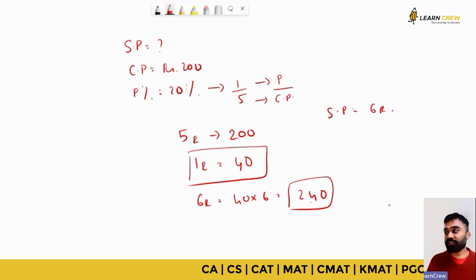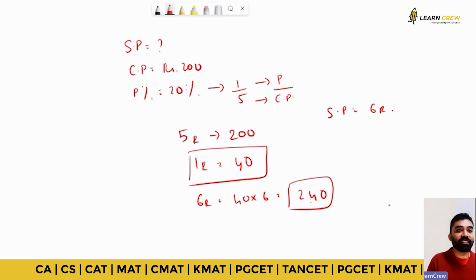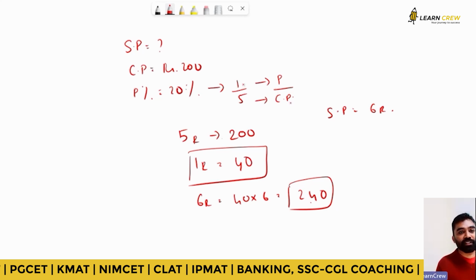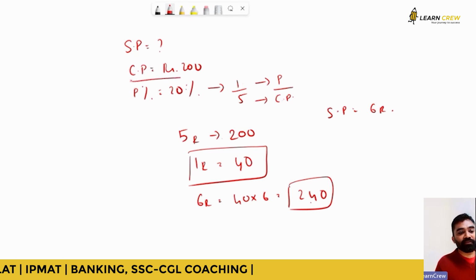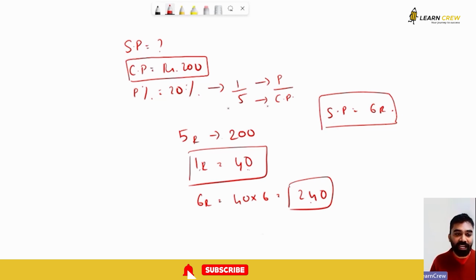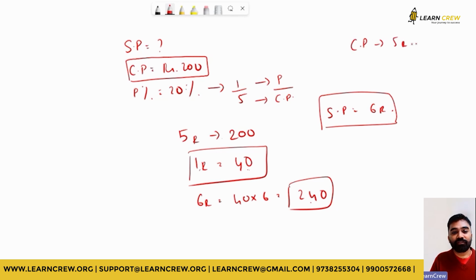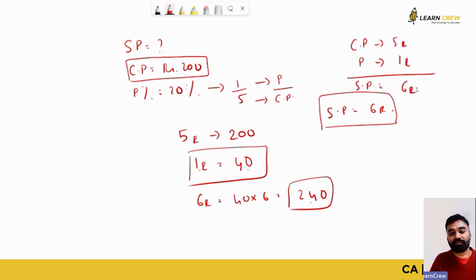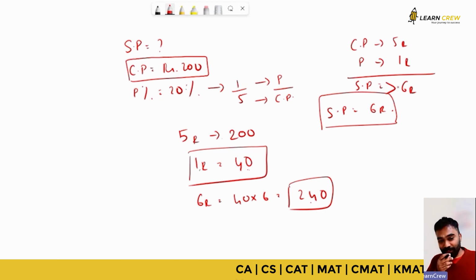Clear? Or any doubts in this? Because this is the basic. If this is clear, then everything is clear. See, this is in ratios. That's all. This 5 ratio is cost price. If 5 ratio is cost price value 200, a single ratio value is 40. If single ratio value is 40, selling price, which is nothing but cost price plus profit, is going to be 6 ratio. Or you can add this also if you want: cost price equal to 5 ratio, profit equal to 1 ratio, so selling price equal to 6 ratio. Anyways, you're going to get the same.